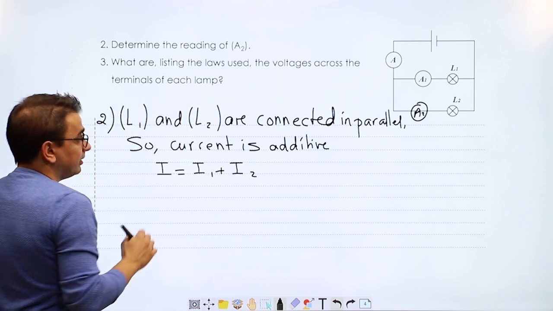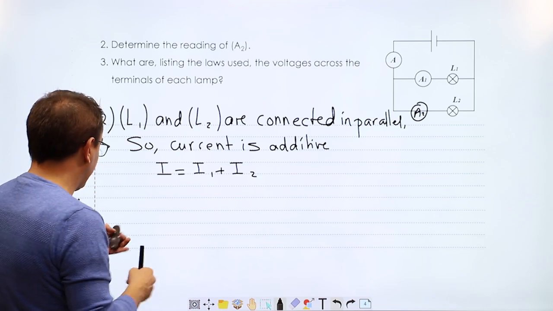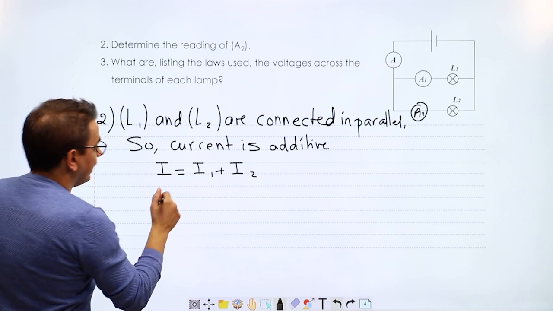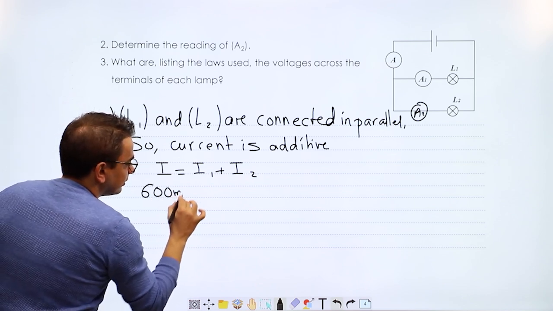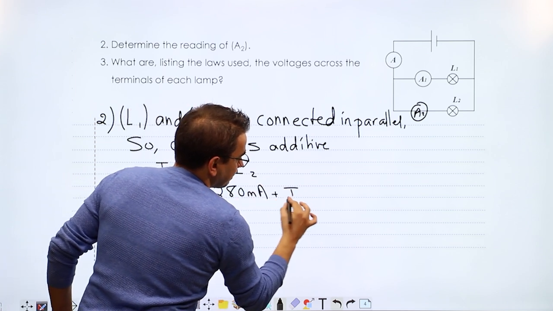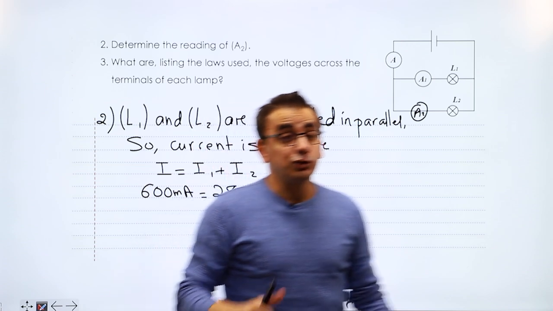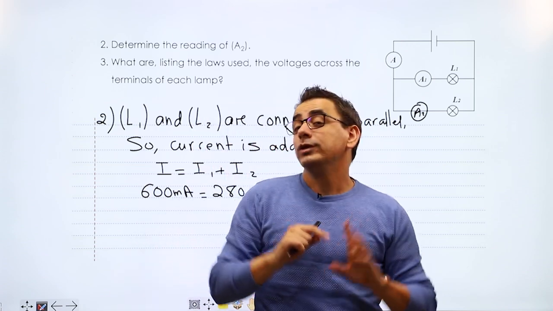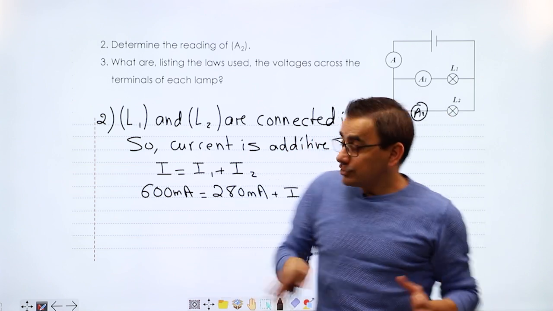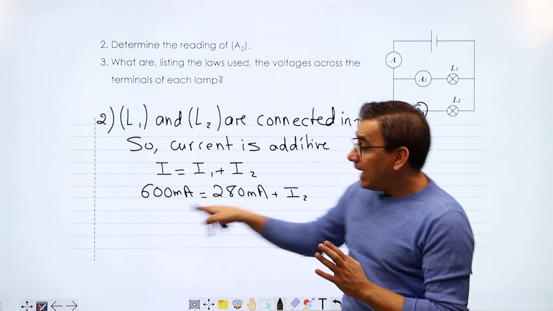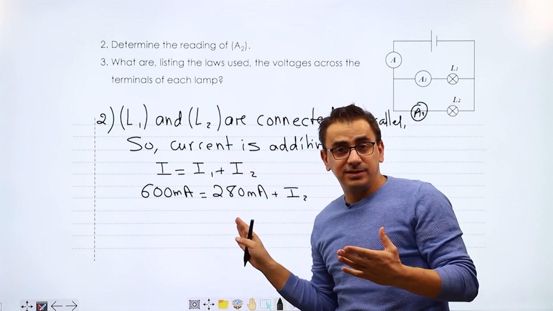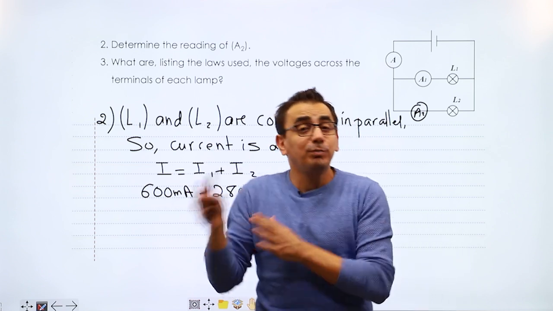Now, I is, let me go up, I think 600 milliamperes, but I'll double check. Okay? It is 600, yes. So I is 600 milliamperes equals 280 milliamperes plus I2. Some of you might be asking now, shouldn't we convert to amperes? Well, no, we shouldn't, because in the question, we are not given anything about units, about SI unit. So we can simply stick to it as milliampere and milliampere. What's essential is to have the same unit or order of unit on both sides. So they should both be in milliamperes or both in amperes.